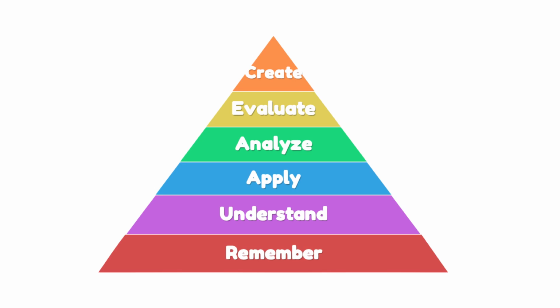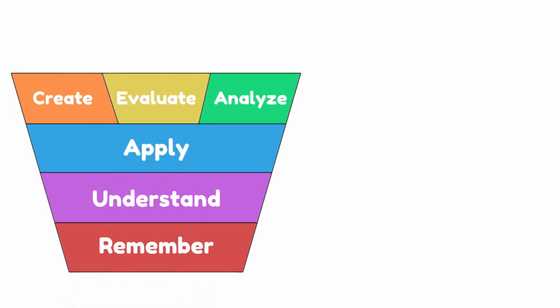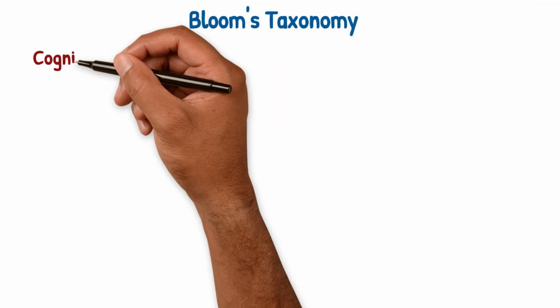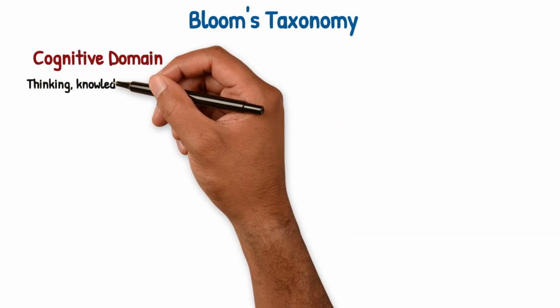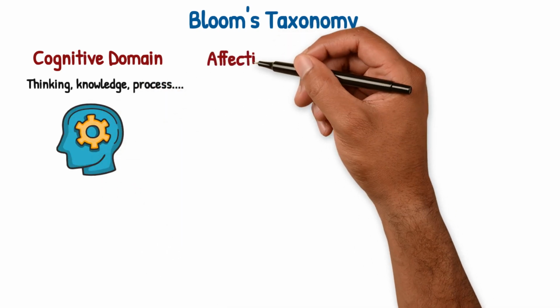That's why you can find so many different visual renditions of Bloom's taxonomy online. For example, as an inverted pyramid, sometimes as a flower, circular designs, and many other variations. Now, everything we've discussed so far has been focused on the cognitive domain of Bloom's taxonomy. But in Bloom's taxonomy, there are two other domains for learning objectives: the affective and psychomotor domains.